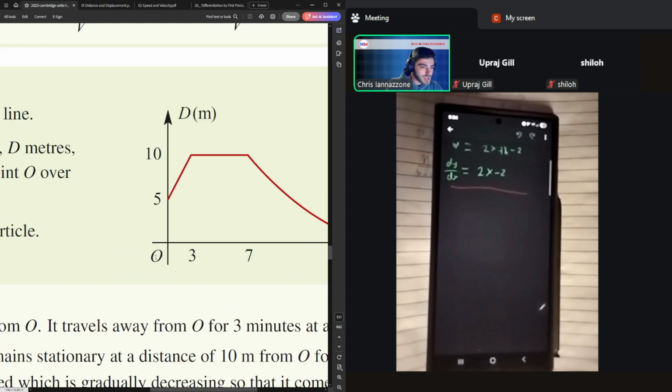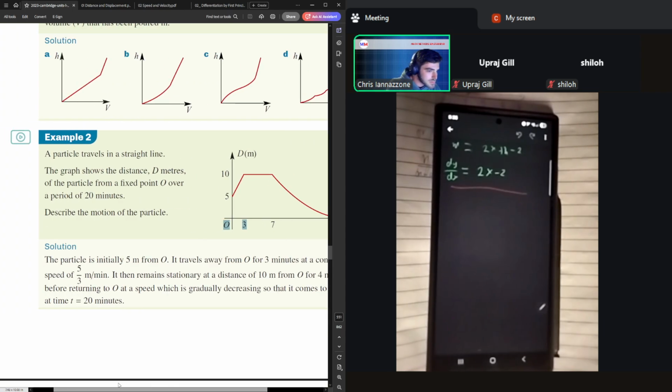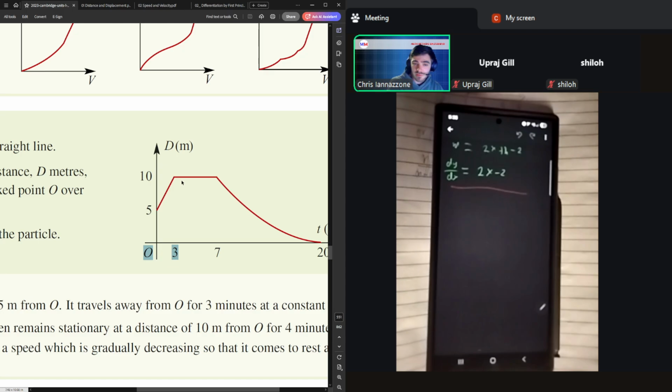So if I were to describe section 1, I would say that my particle starts 5 meters away from the origin, and then over a duration of 3 seconds, or whatever the unit is, what is this? Oh, minutes. So over a duration of 3 minutes, it travels an additional 5 meters away from the origin.